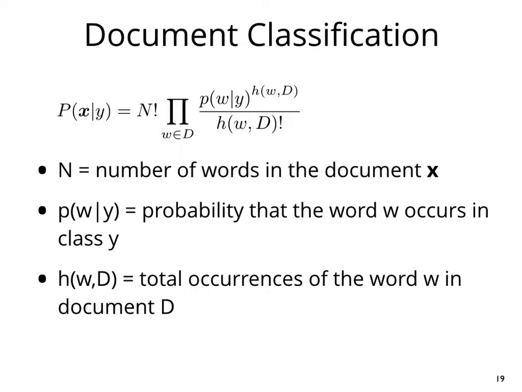And getting back to our text classification situation, we have a representation of a document as a multinomial, where different words will appear in the document and certain words might have multiple occurrences. So the total occurrences will be n factorial, and for each word we have its probability in a particular class and the number of times that word was observed in that document, which is given by h_w,d. And this gives us the probability of observing a particular document in a particular class.